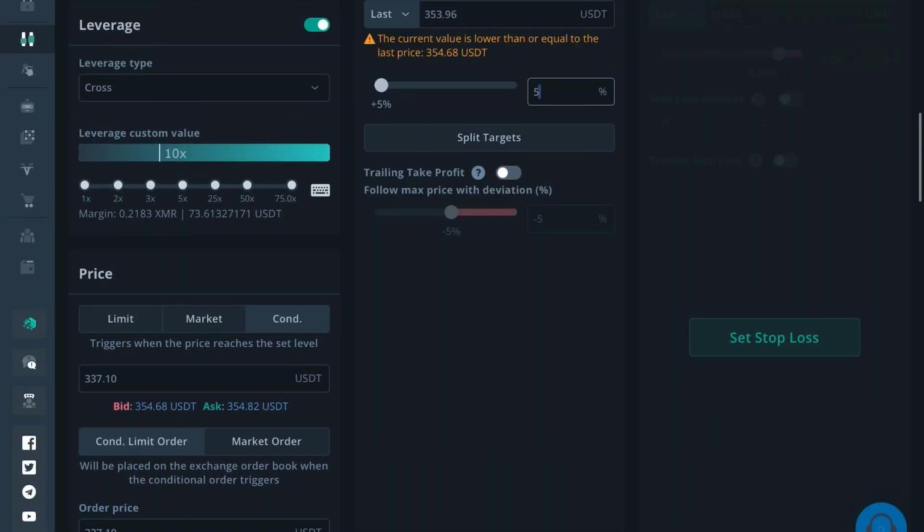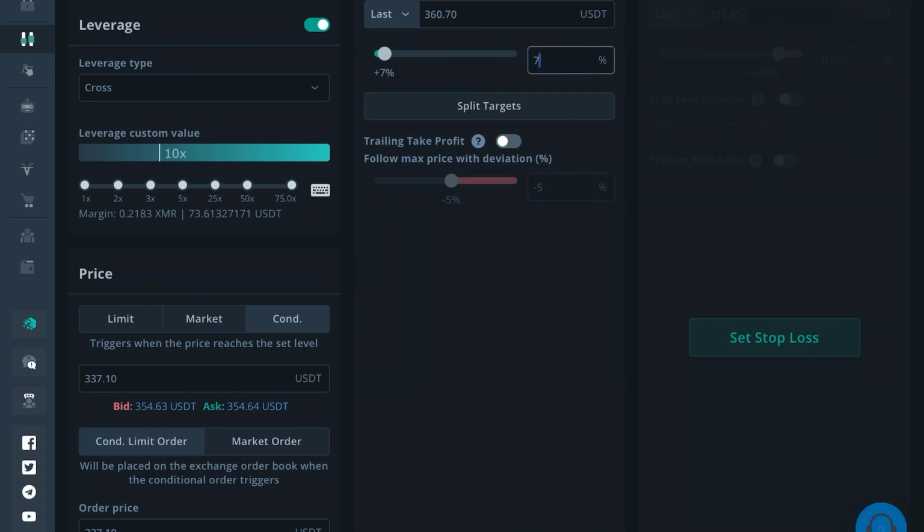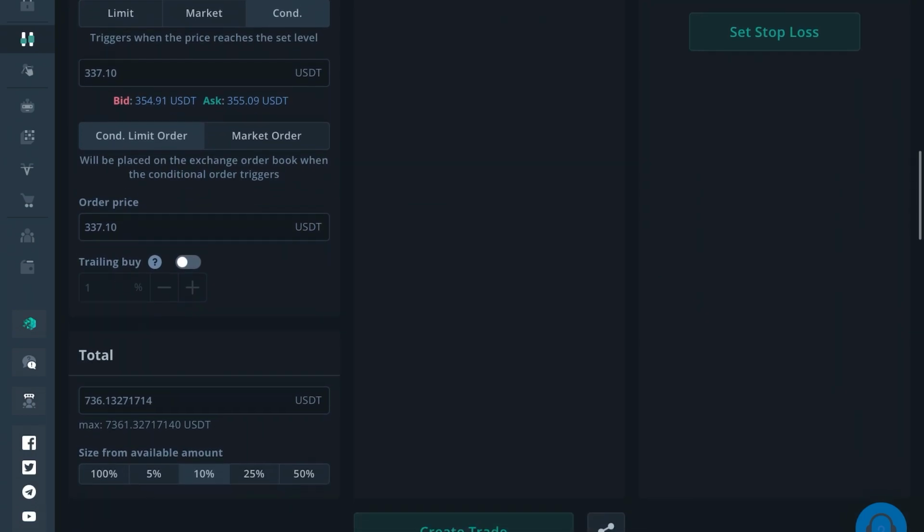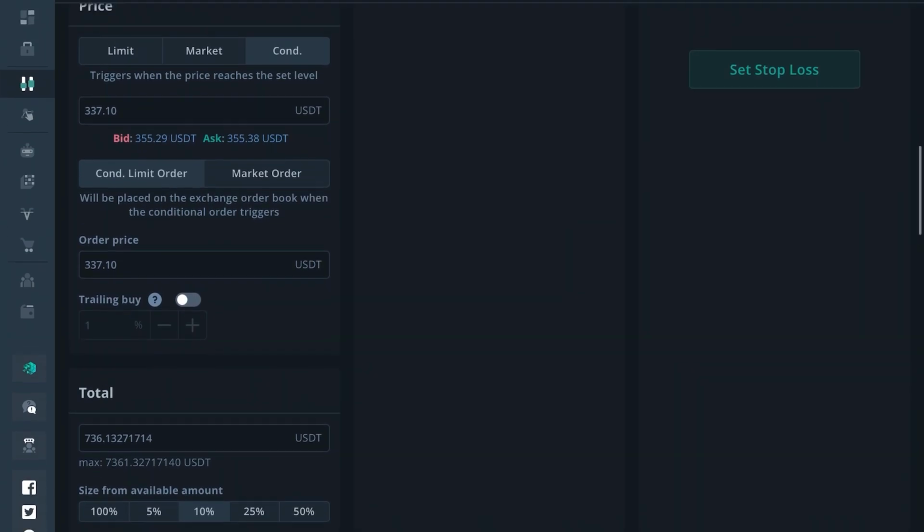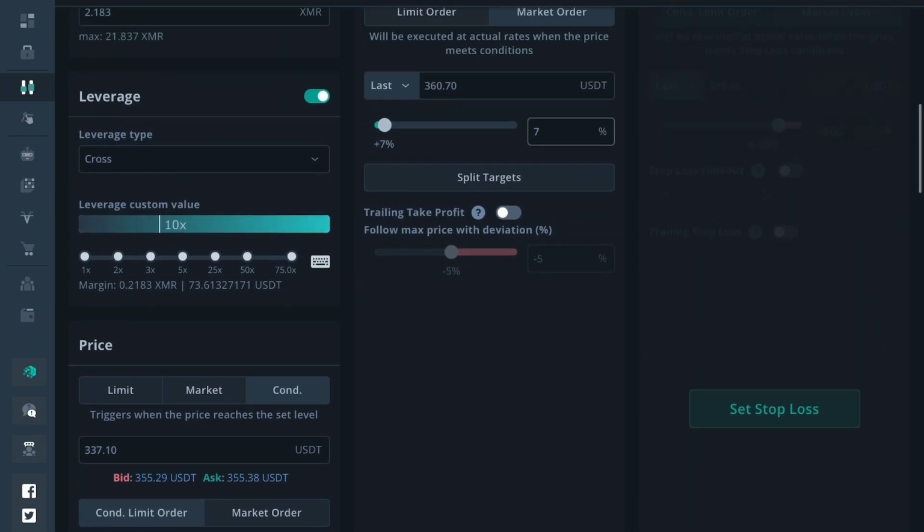Yes, you could. So then your 5% would only be 5%. But with 10x leverage, it would be 50%. If you change that up to 7%, with 10x leverage, it would be 70%. So now you'll be making 70% off your $736, except you won't have the fear of liquidation.